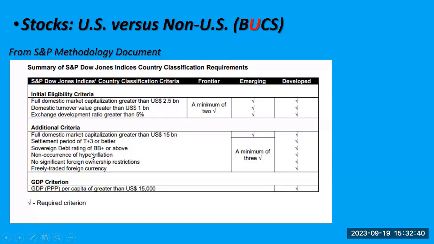No hyperinflation. I don't know where hyperinflation starts exactly, if Turkey is in that list or not. Certainly there's some countries out there that are in the 50 to 100% inflation. So no hyperinflation. No foreign ownership restrictions. I think China struggles a little bit on this. If you can't actually be an investor in the market, if you have to be a citizen of that country, that can be a restriction. And then the currency's got to be freely traded. For emerging, you don't have to meet all of these, but they have to meet 3 of these. For developed, you have to meet all of these. And then the last one is per capita has to be at least $15,000.